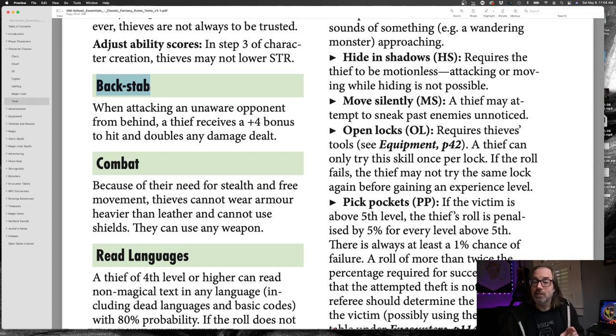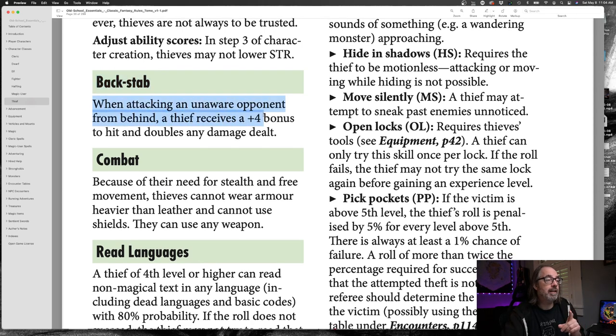Nowhere in BX that I could find, and I looked in both Basic and Expert just to make sure, does it say backstab. But they did say when attacking an unaware opponent from behind, a thief receives a plus four bonus to hit and double the damage dealt. So again, unaware doesn't say anything about sneaking or surprise or whatever. It just says they have to be unaware.